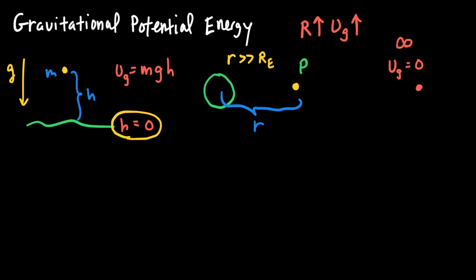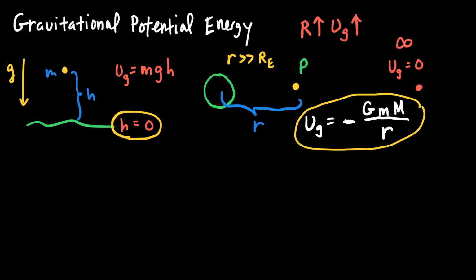The equation for the gravitational potential energy at any point away from a large mass is equal to minus, negative, the universal gravitational constant, capital letter G, times the mass of the object times the mass of the planet or the star, divided by the distance between the two, r. And so what we find is that the gravitational potential energy, in this case, is proportional to 1 over r.